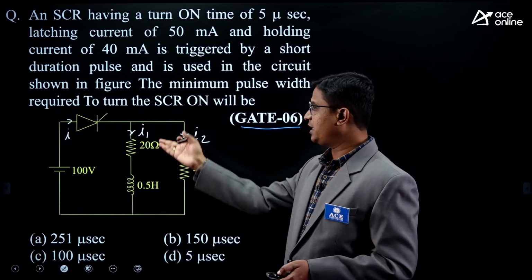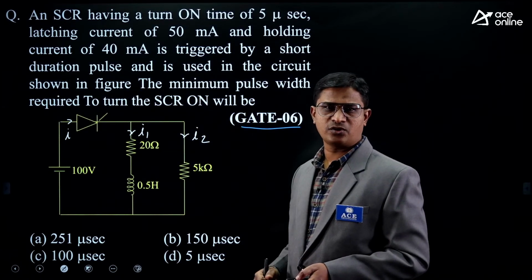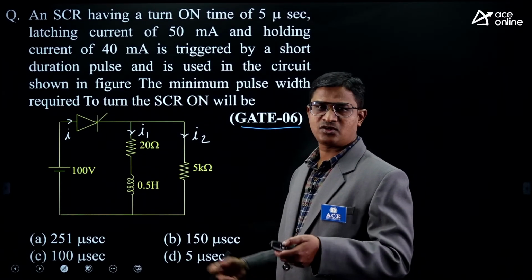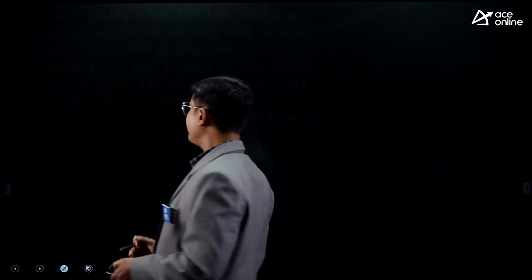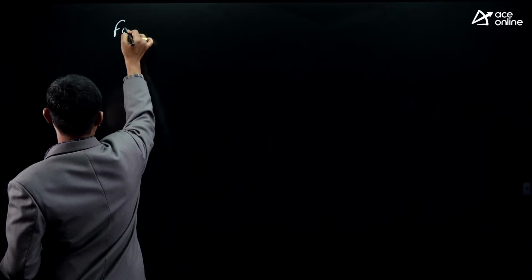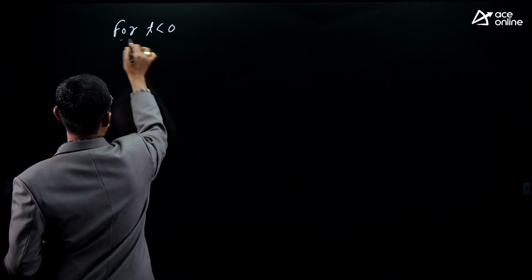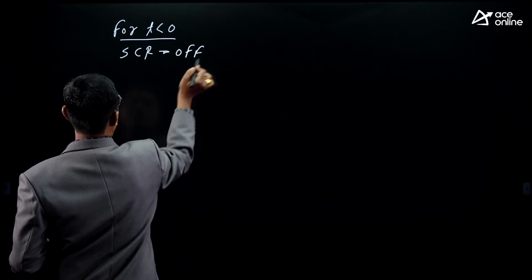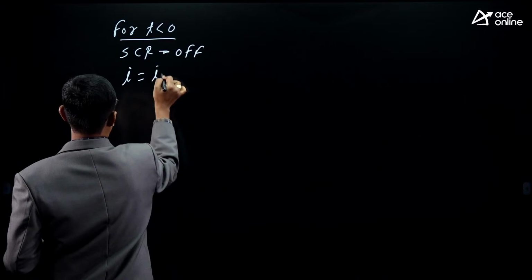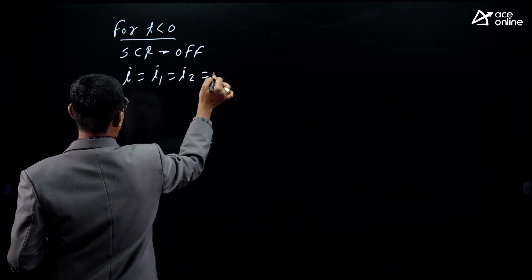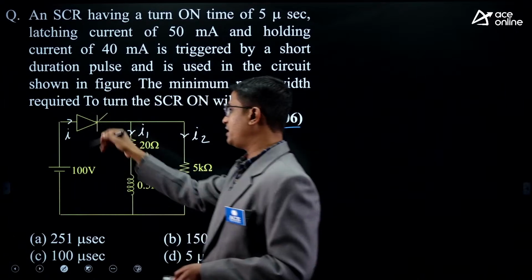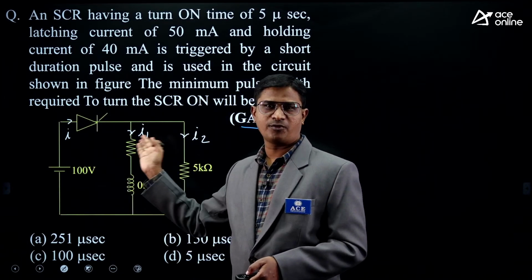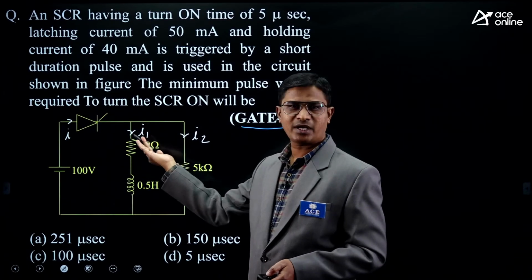Now definitely for t less than 0, the circuit current will be 0, right? SCR current will be 0. At t less than 0, the SCR is in the off state. So what are the circuit currents I, I1, I2? All are 0. This is an open circuit, so the current will not flow from the source towards this side. So I1, I2 all are 0.